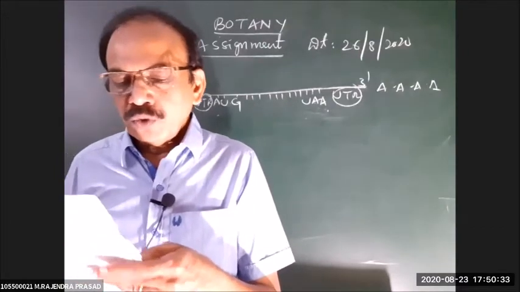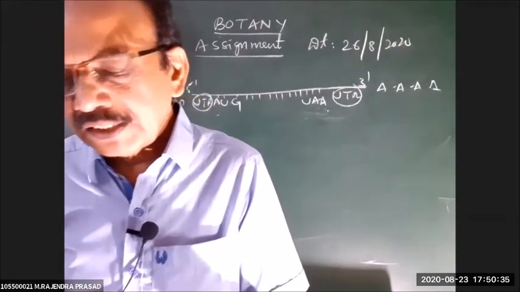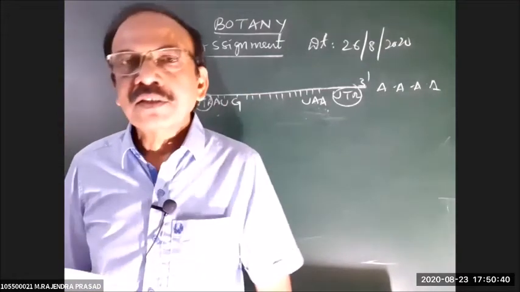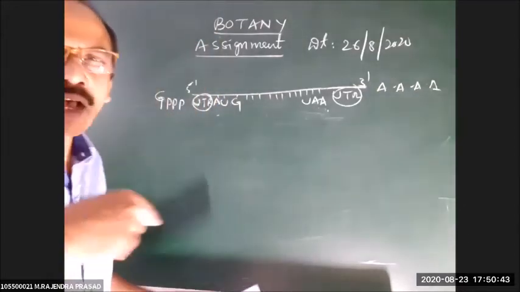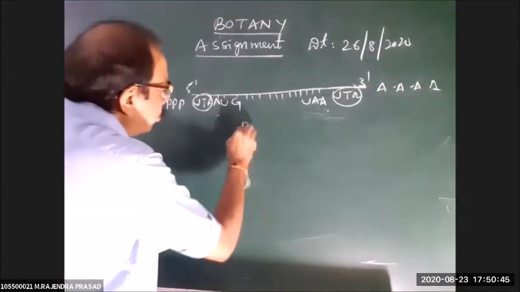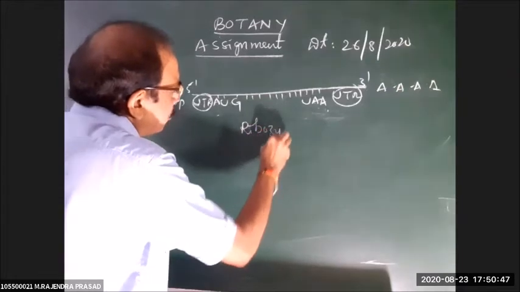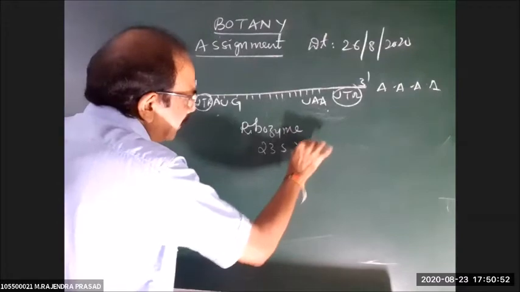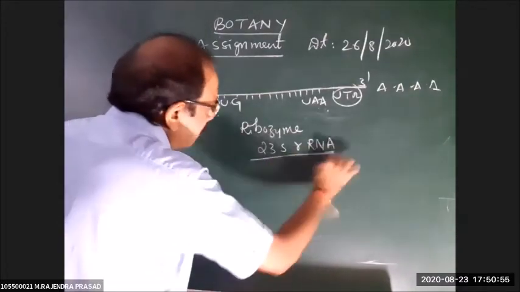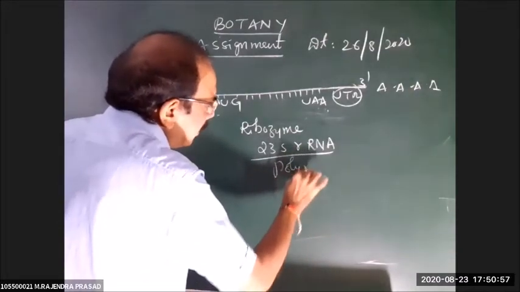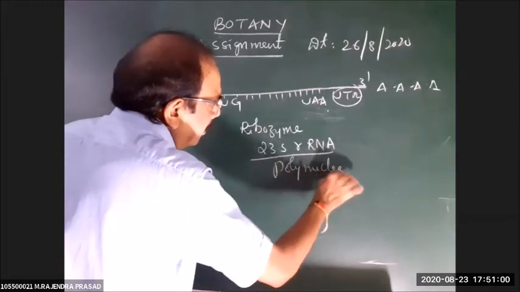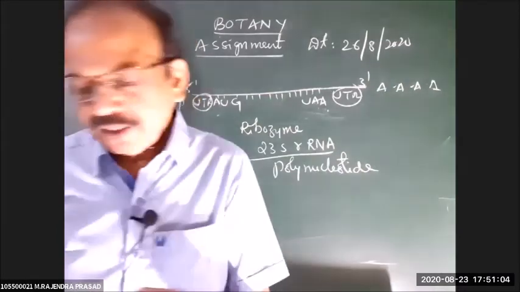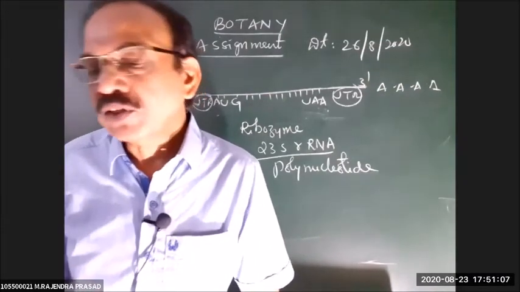And then coming to question number 3, the non-proteinaceous enzyme that acts as a catalyst for the formation of peptide bond is a non-proteinaceous enzyme. All enzymes are proteins except ribozyme. And this ribozyme is nothing but 23S rRNA, which is a polynucleotide. It is not a polypeptide, it is a polynucleotide. So the right answer for this question is the second option, that is ribozyme.